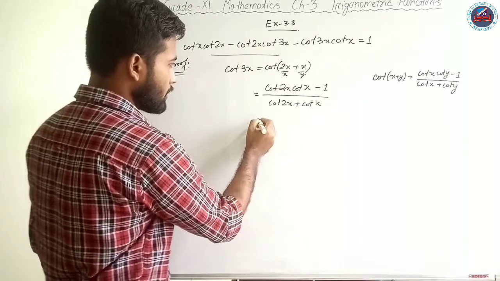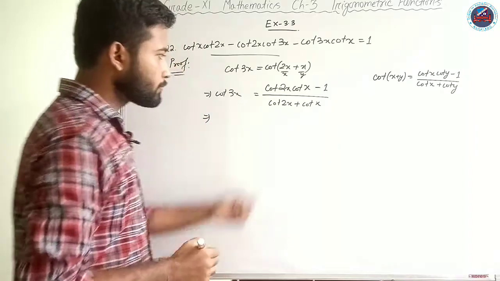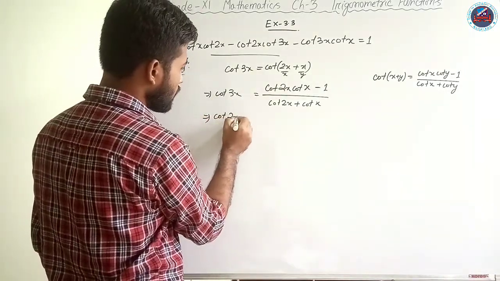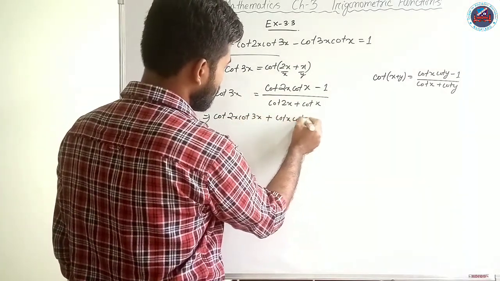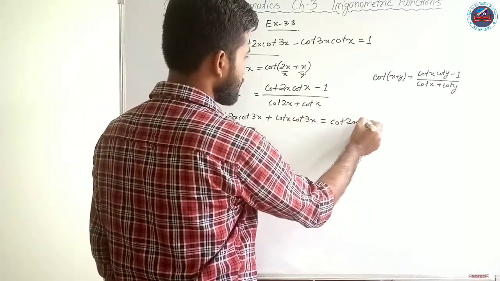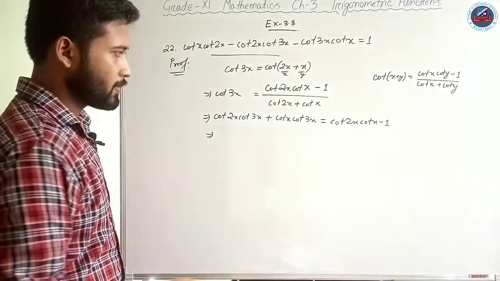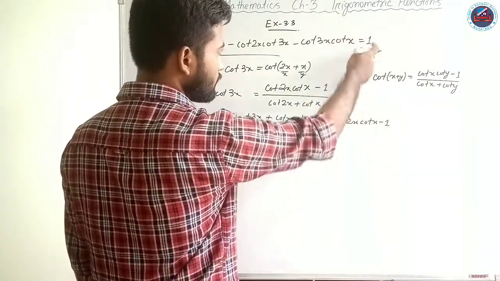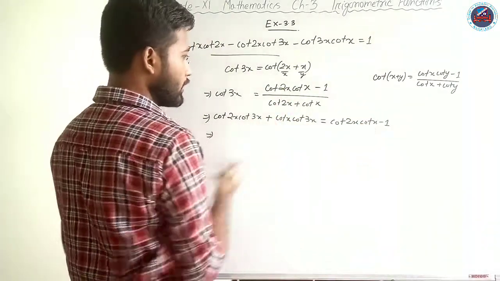Okay, now what is that equal to? So just write here cot of 3x. Now what to do? Cross multiply it. So if you cross multiply, we shall get cot 2x cot 3x plus cot x cot 3x, and that will be equal to cot 2x cot x minus 1. Just cross multiplying it. It's very easy. Now what we need? We need plus 1 on the right side, as our 1 is positive. So if you bring the 1 to the left side, we are done.